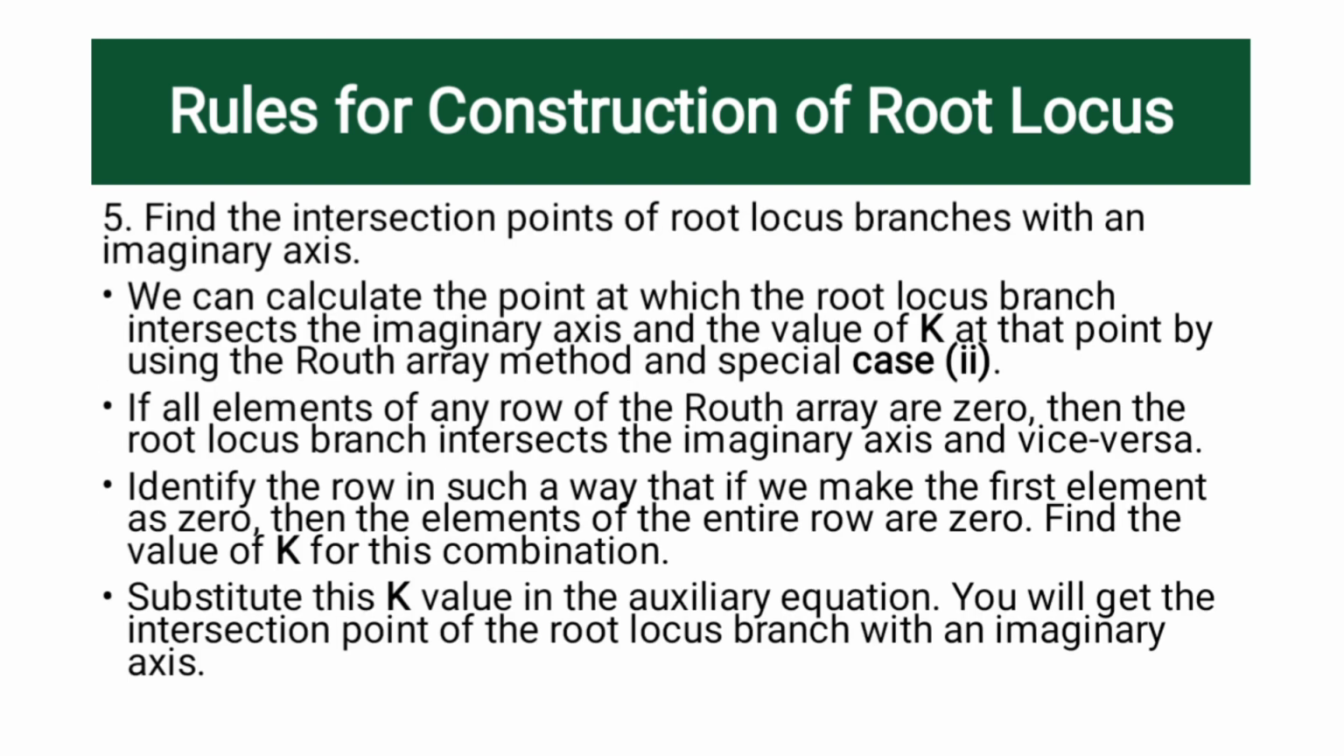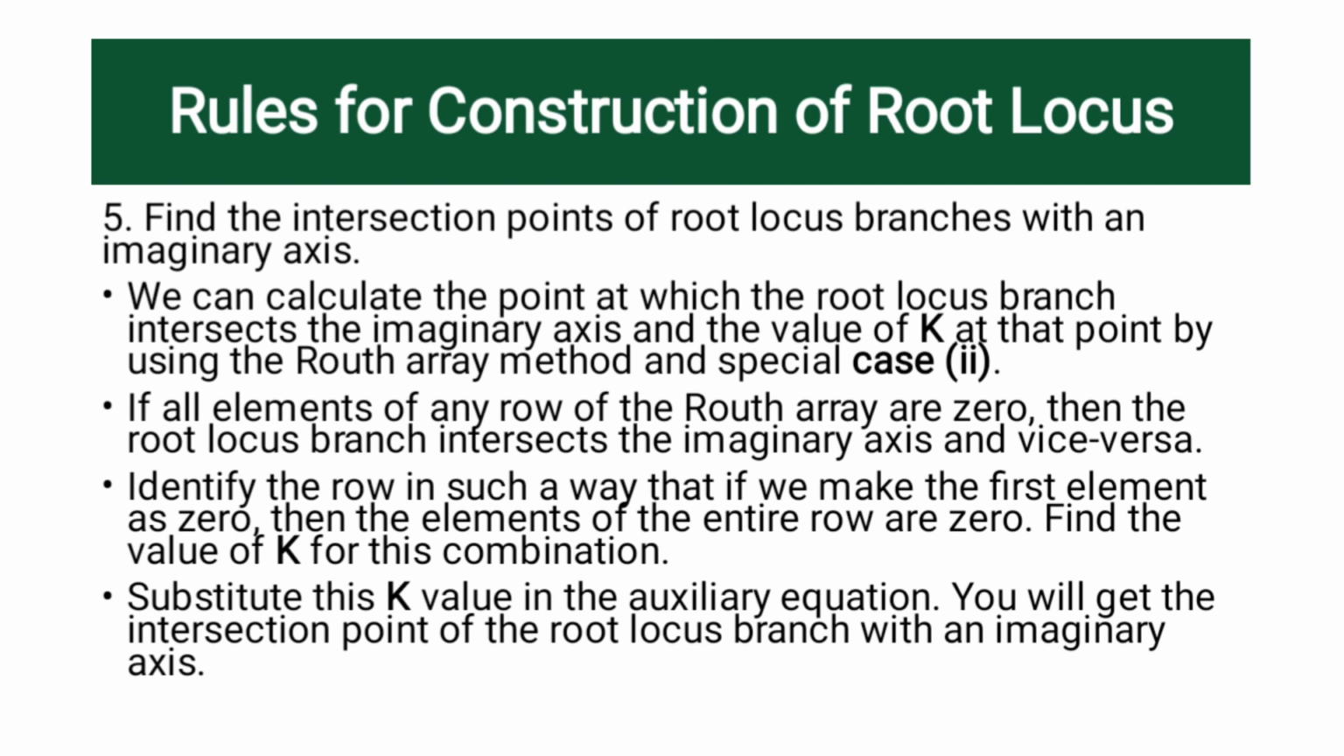The rules for construction of root locus. Fifth rule: find the intersection points of root locus branches with the imaginary axis. We can calculate the point at which the root locus branch intersects the imaginary axis, and the value of K at that point, by using the Routh array method and special case 2. That means we have to use special case 2 for determining the Routh array. From the Routh array calculation we can find the value.